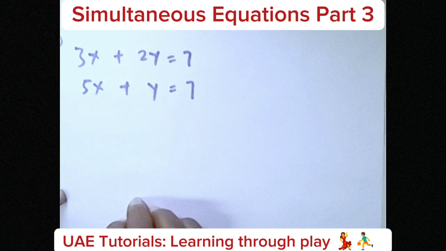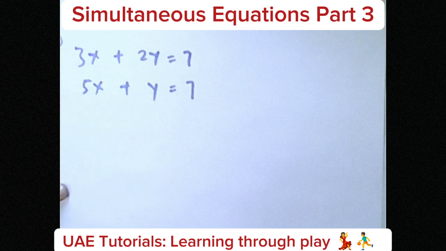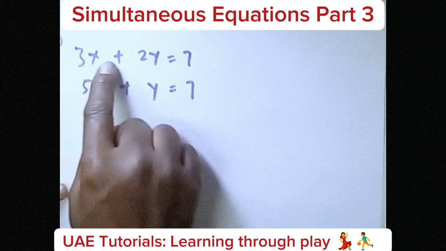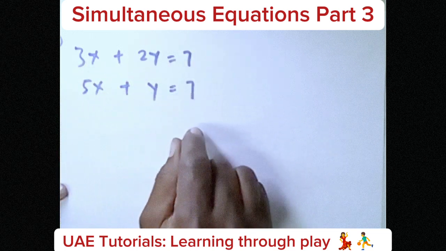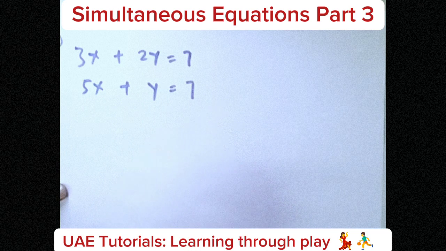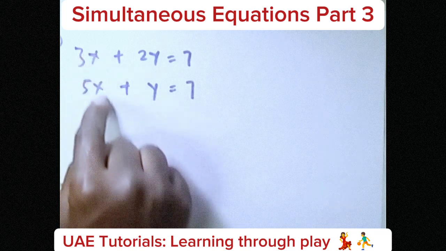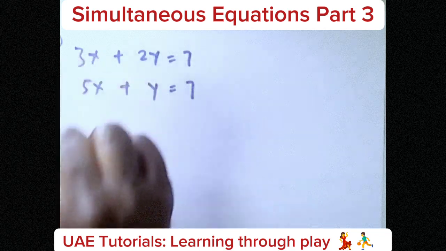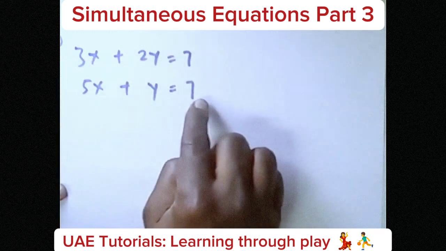So this is the next equation we want to work, the fifth question of the given 5 questions last month. And the question is 3x plus 2y equals 7, 5x plus y equals 7. If you look at this question, you will see that the two variables, x and y, none of them has coefficients that are equal in both equations. Did you take note of that?